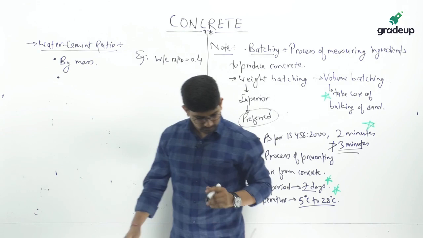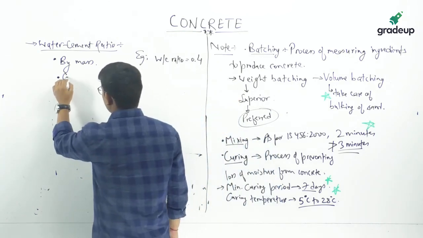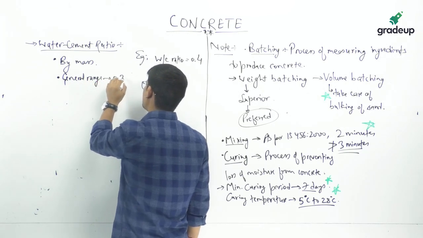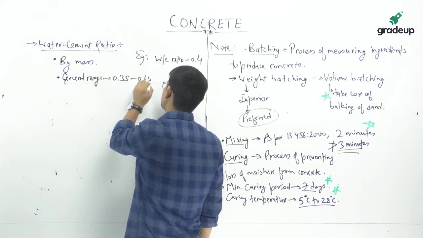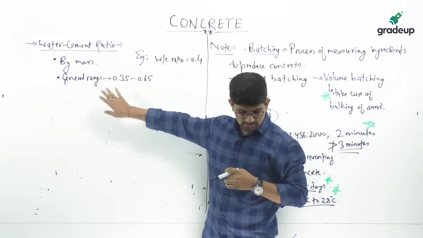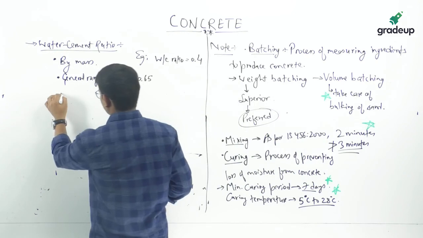Another thing is, the general range of water cement ratio is 0.35 to 0.65 for good quality of concrete. This is the general range. Now there are two things.